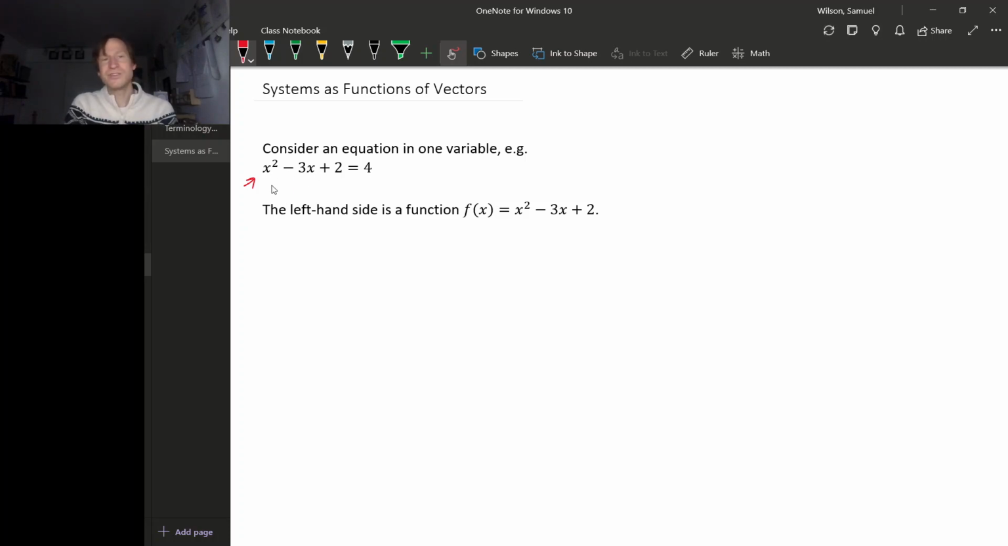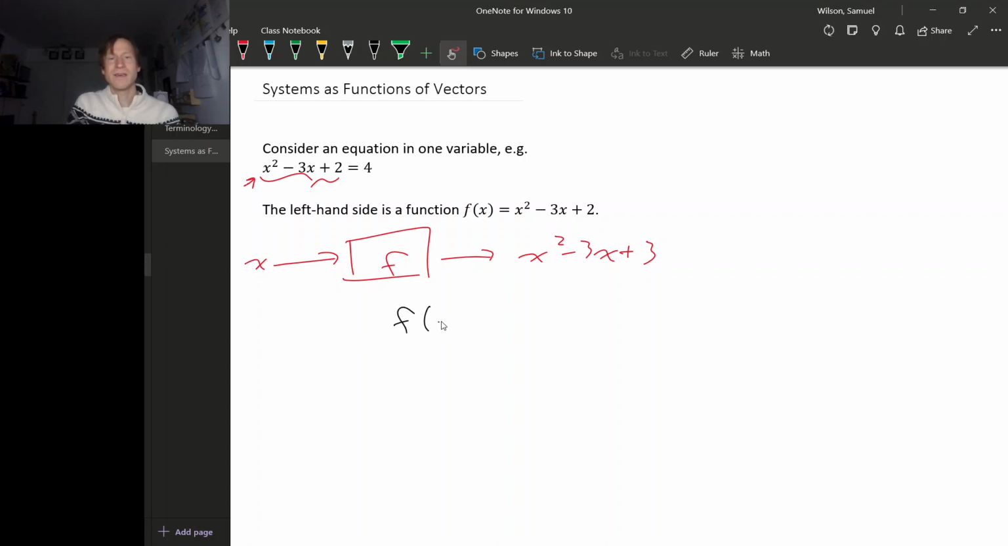One way to think about what this is doing is that we have a left-hand side that's a function. Here we might call this function f of x, and it's x squared minus 3x plus 2. This function has an input, which is x, and then it has an output, which is x squared minus 3x plus 2. Right, so a function transforms an input to an output, and then this equation looks like f of x equals 4, and we want to find the input that makes this true.